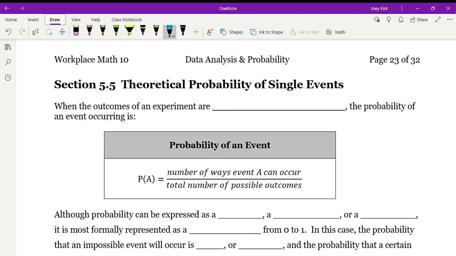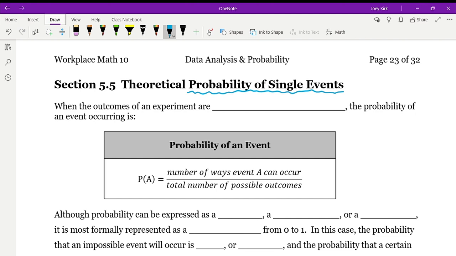Okay, so in section 5.5, we're going to look at theoretical probability of single events. And probability is something you've probably never looked at before, and that's okay. It's a new topic, so don't feel spooked if you've never seen it.